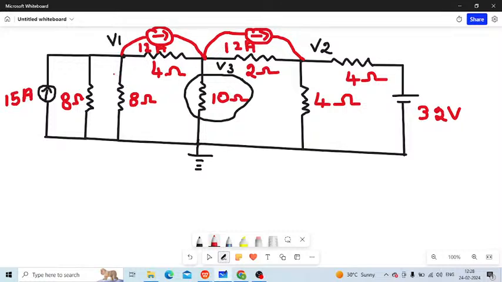Just a minute, I'll check with the question. Yeah, two 8 ohm resistors are given to us, and here you can see that this 4 ohm is connected to this V1. So there are two or more elements connected to a point which I can call a node, right? Now let me start by applying KCL to node V1.